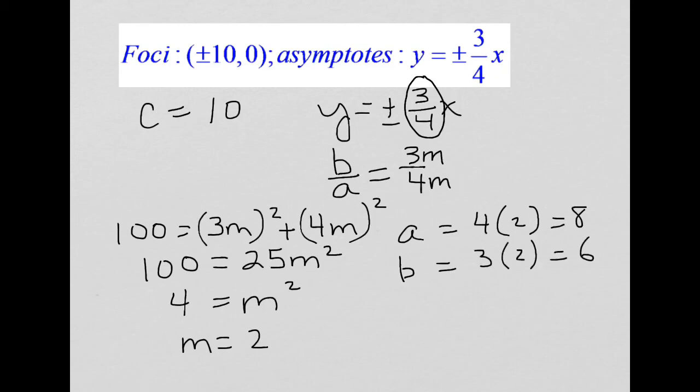So now I'm ready to write my equation. X squared over A squared, 64, minus Y squared over B squared, which is 36, all equals 1. And there's my standard form of my equation.